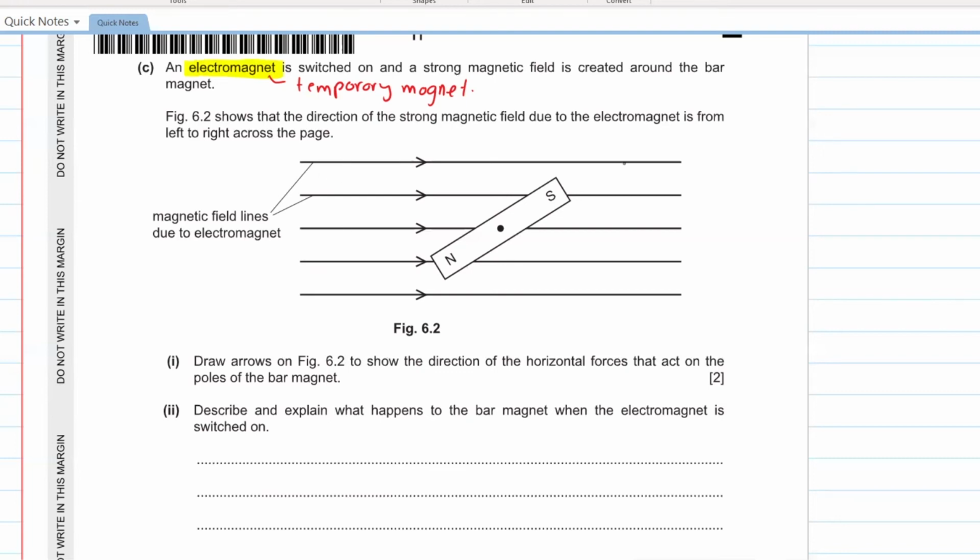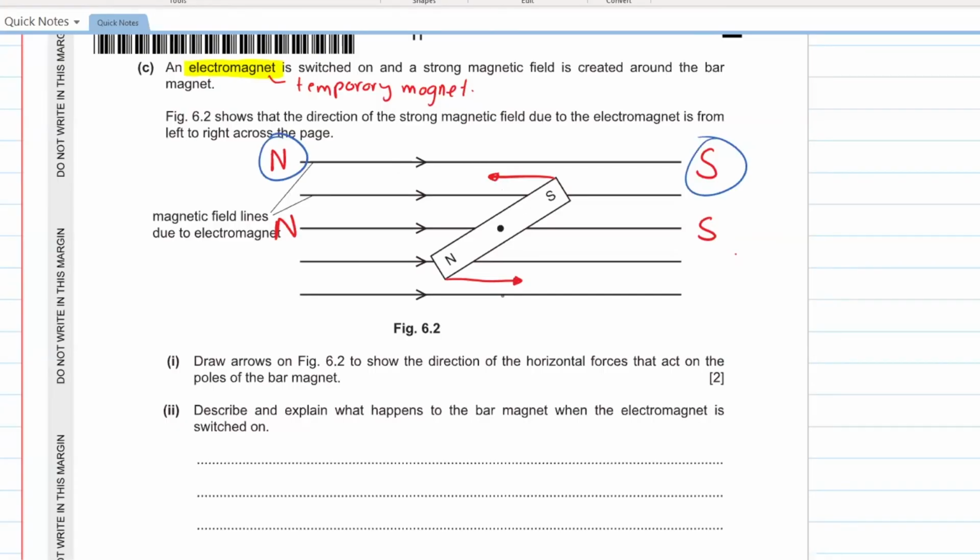If you notice, if this is the magnetic field direction of the electromagnet, this will be the north pole. This will be the south pole. These are the north field lines. These are the south field lines. How will you draw the arrows? The north pole of this magnet will repel the electromagnet and the south pole of this magnet will also repel this electromagnet. So how will you draw the lines? Whenever you repel, you go away from the magnet, somewhat like this. You go away from the magnet like this.